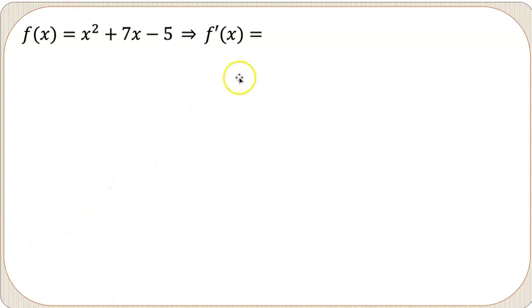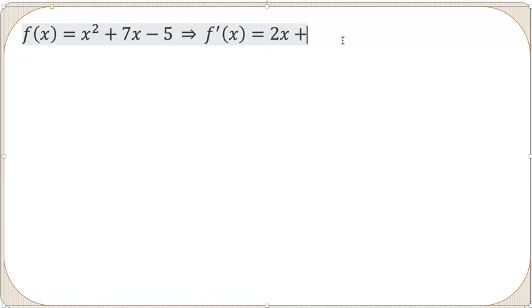Alright, continuing. So how about this one? We do them one by one. So, you should be able to see the pattern now. So, x squared, bring down the power, it's going to be 2x to the power 1. Plus, for 7x, it's just going to be 7. And for the minus 5, that's going to be 0. So we don't have to represent that. We can leave that out. Alright, so that's it. x squared becomes 2x. 7x becomes 7. And negative 5 becomes 0.